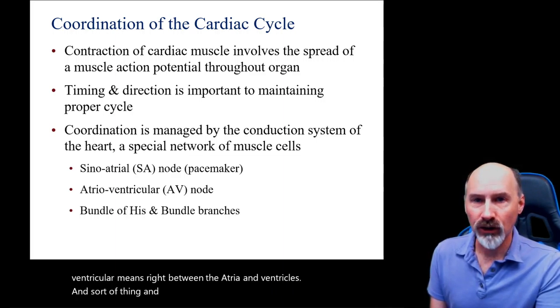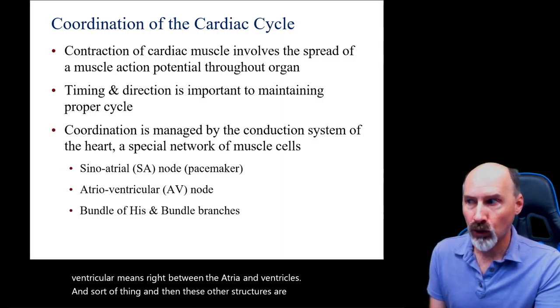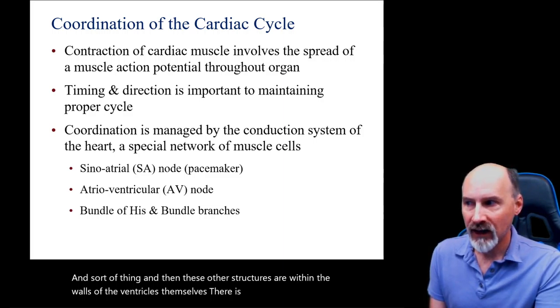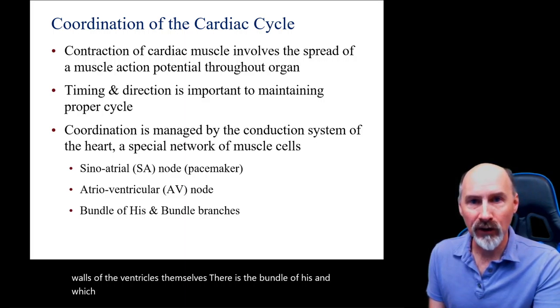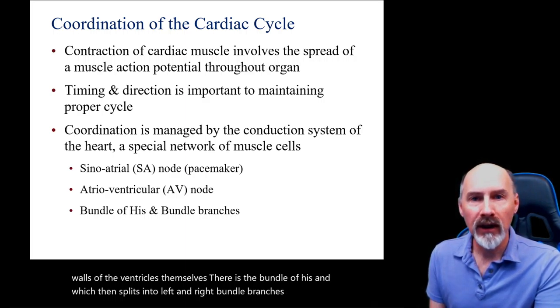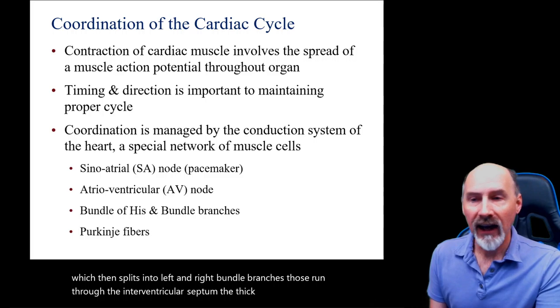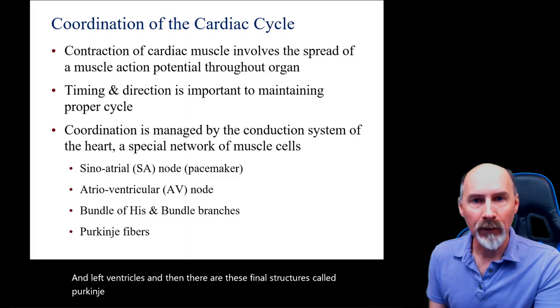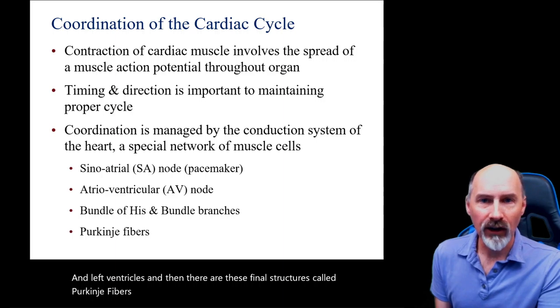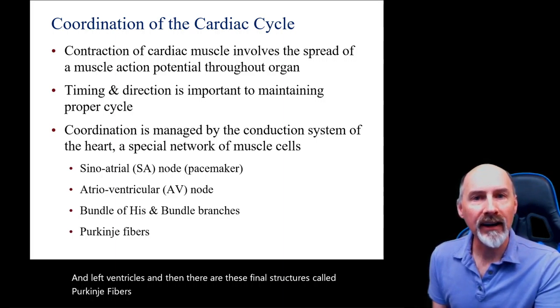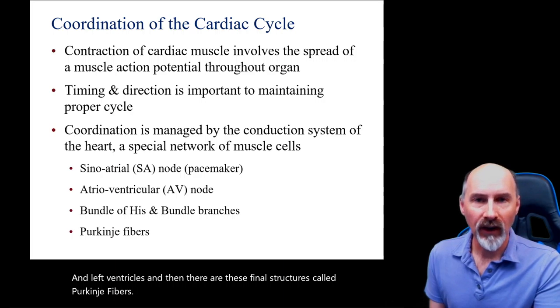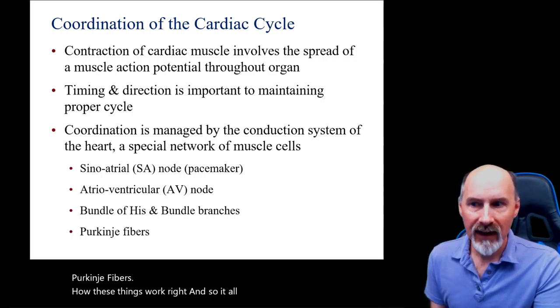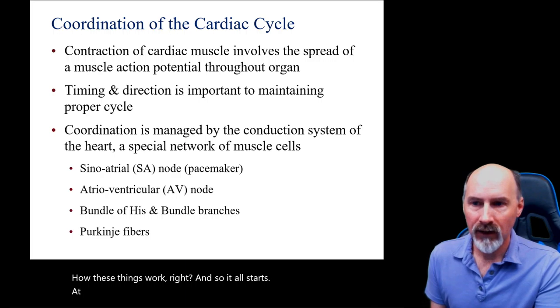Then these other structures are within the walls of the ventricles themselves. There is the bundle of His, which then splits into left and right bundle branches. Those run through the interventricular septum, the thick wall between right and left ventricles. And then there are the final structures called Purkinje fibers. These spread up through the outer walls of both the right and the left ventricle. So those are the locations of those structures, but now we want to take a look at how these things work. It all starts at the sinoatrial node.